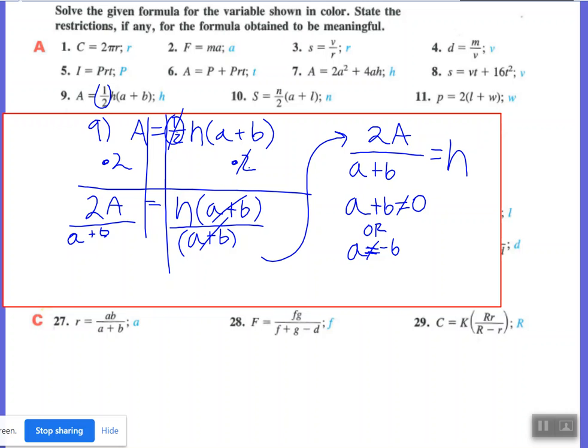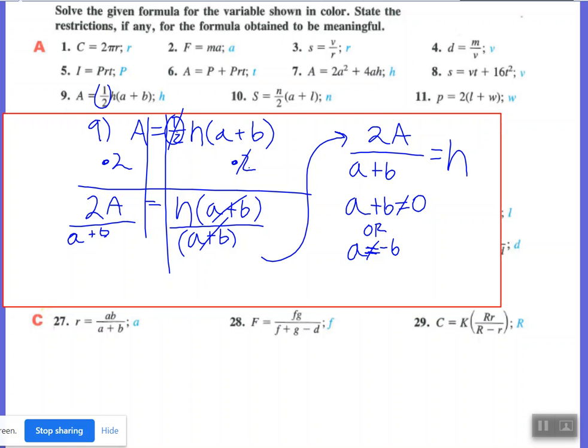Could you also say a plus b have to be greater than 0? No, because we can have a negative number in here, right? And it doesn't matter which of a or b is bigger. It's just that a plus b cannot be 0.